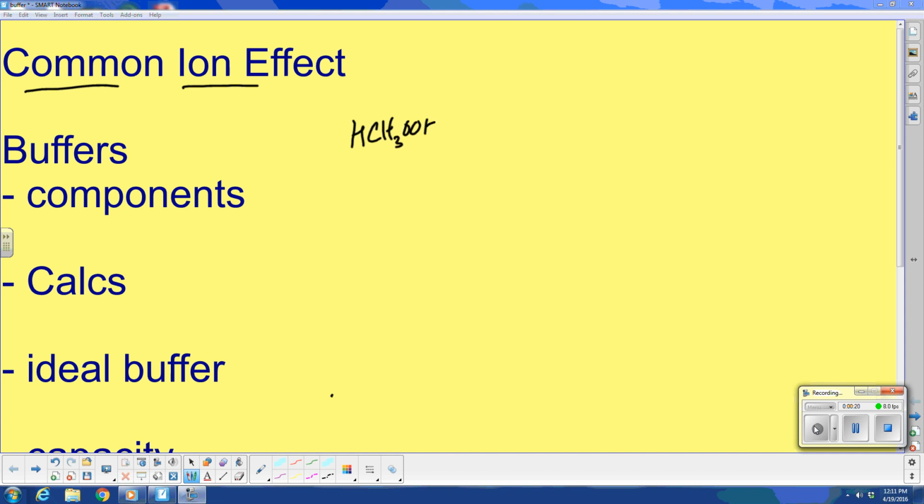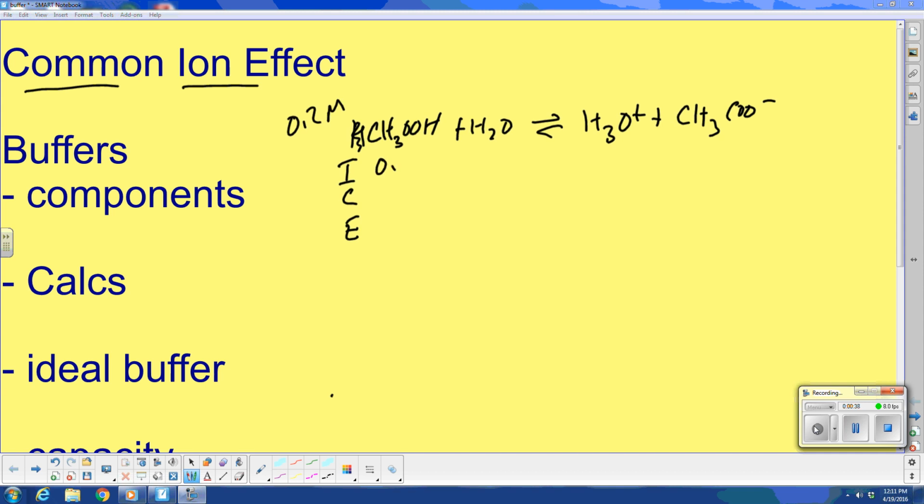Something like my acetic acid dissolves in water, and we're going to get hydronium plus acetate, right? And if we did our ICE table, we would say, okay, let's say we start off with 0.2 molar acetic acid. We'd go 0.2 minus X, and these both start off as zeros. So this is 0.2 minus X, X, and X.